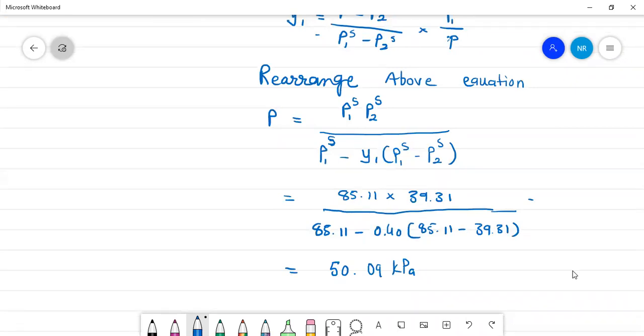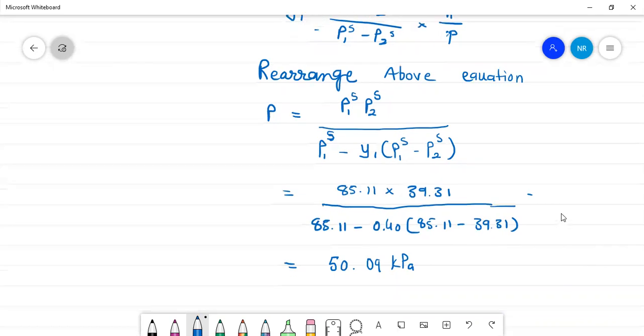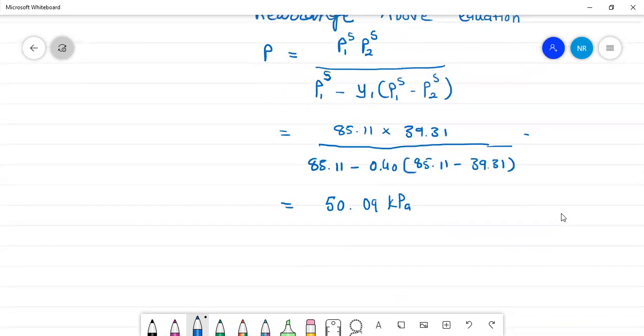Now what do we have to calculate? We have to calculate x1. x1 is very easy to calculate because we know x1 is equal to P minus P2 saturation, divided by P1 saturation minus P2 saturation.